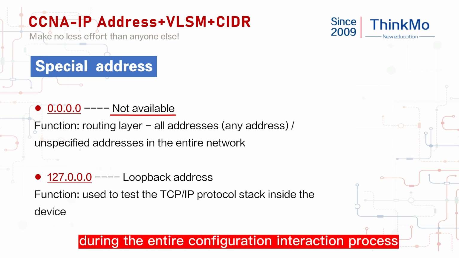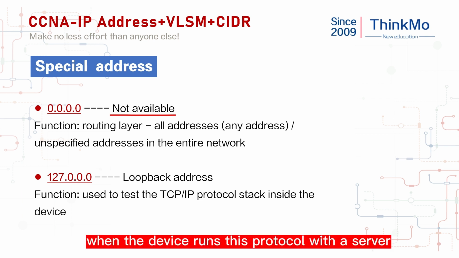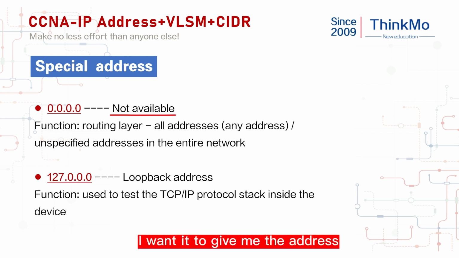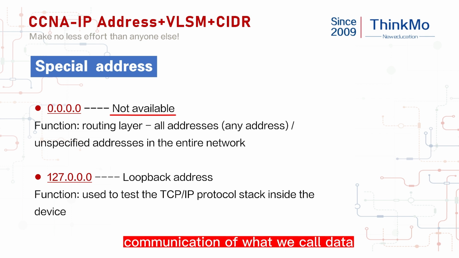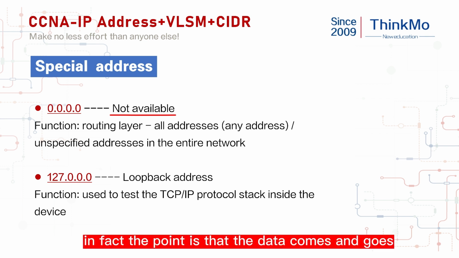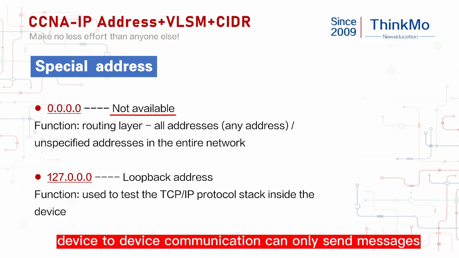During the entire configuration interaction process, when the device runs this protocol with a server and I want it to give me the address, I have to send a packet to tell it first. Communication of what we call data is, in fact, data coming and going. I want to request some business or some parameters, and I can send it in the form of a message. Like communicating with people, device-to-device communication can only send messages.